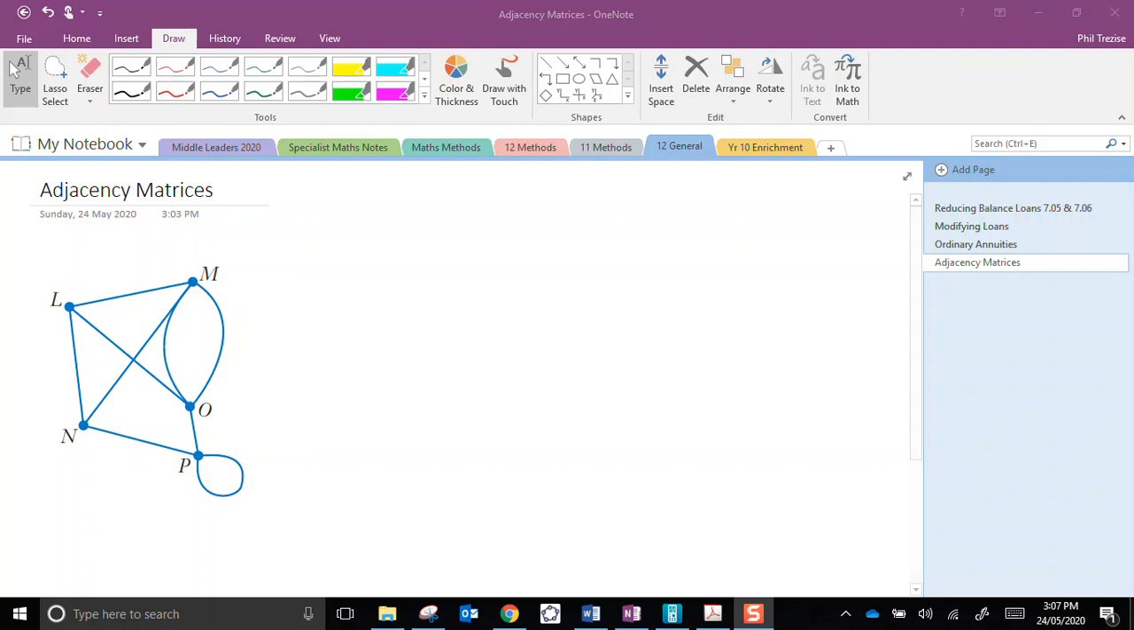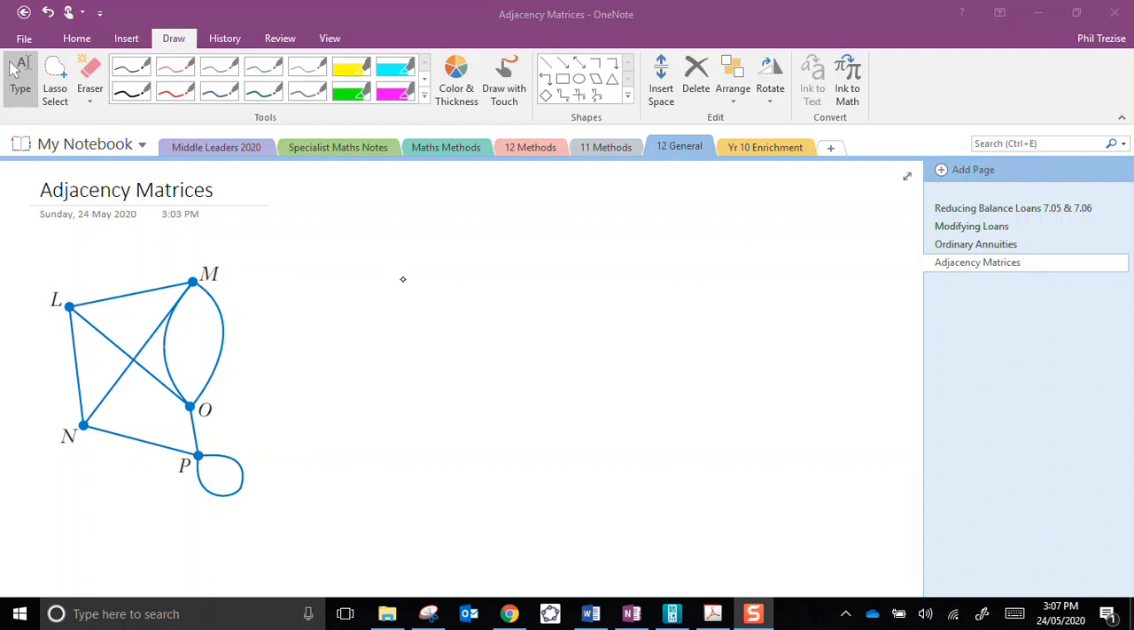Hi everyone, this lesson is about adjacency matrices. Now a matrix is just a grid of numbers, and we use these matrices as an alternative way to represent the information shown in a network or a graph, such as the one we have here.